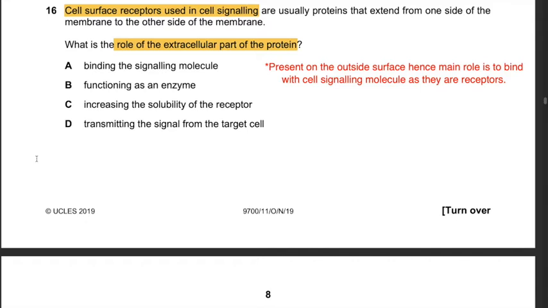Cell surface receptors are usually present on the outside surface of the membrane. Hence, their main role is to bind with the cell signaling molecule, as they are receptors. And receptors, their function is to bind with the cell signaling molecule. Hence, the answer should be A, binding the signaling molecule.